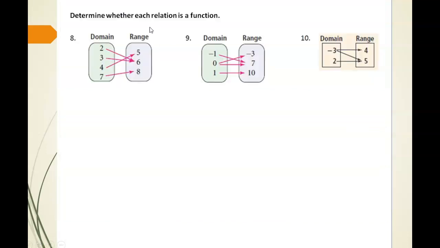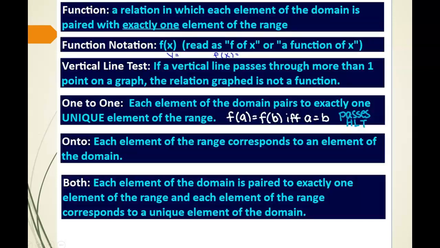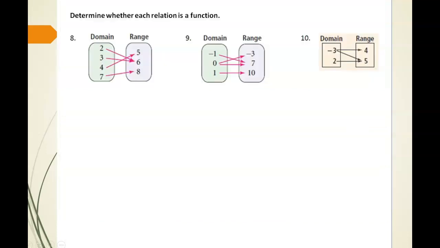So it says determine whether each relation is a function. And then we're going to determine is that function one-to-one, which again, one-to-one says each element of the domain pairs to one element of the range, or is it onto, or both?